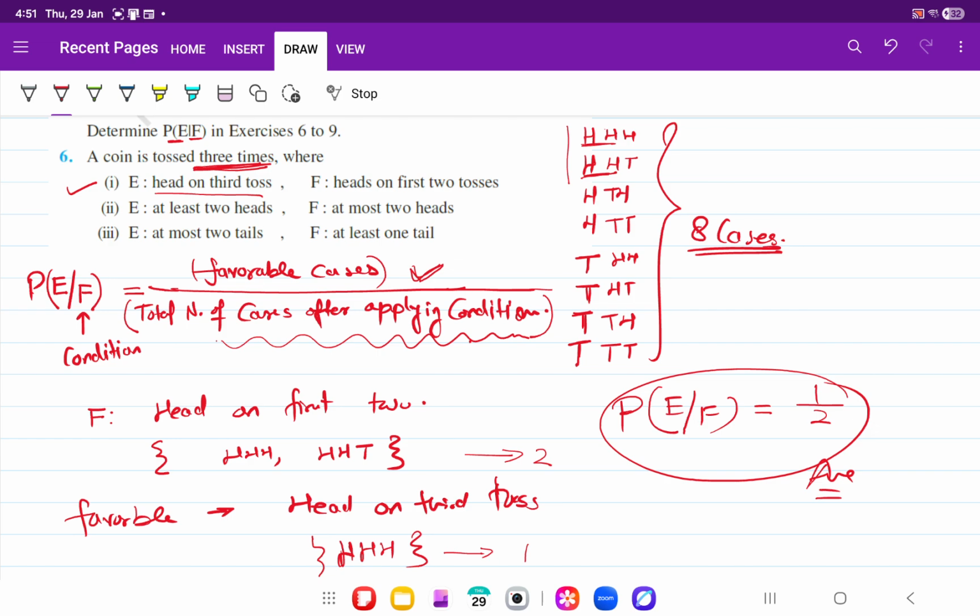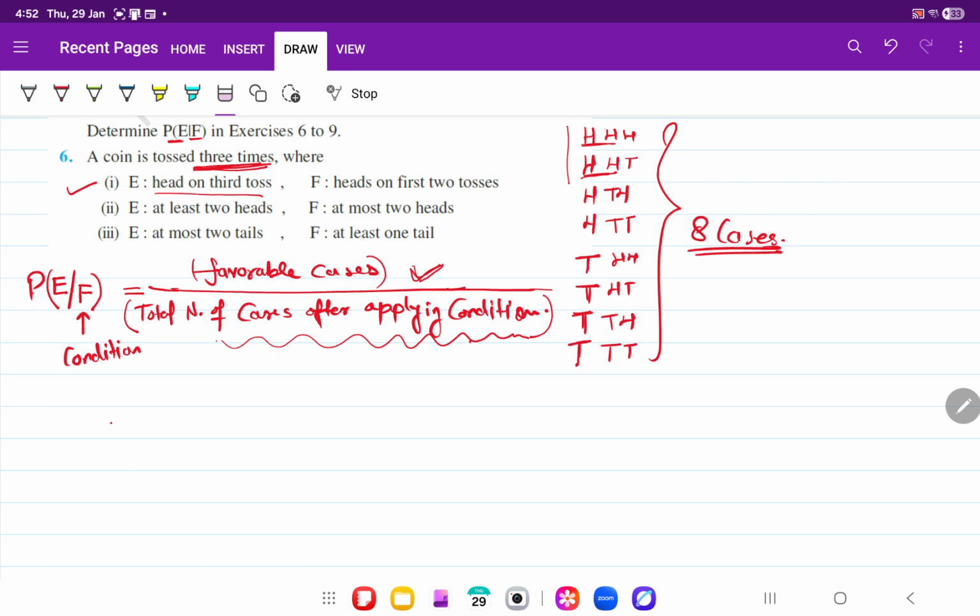Quickly we will do the second question using the same thing. The second question says: probability of at least 2 heads, given at most 2 heads. So what is the condition given?